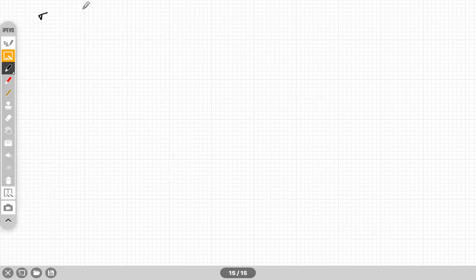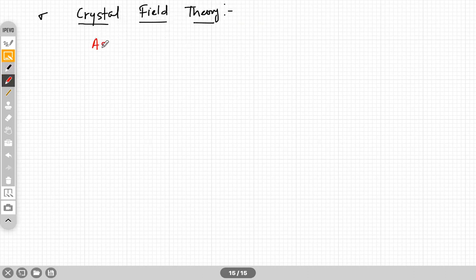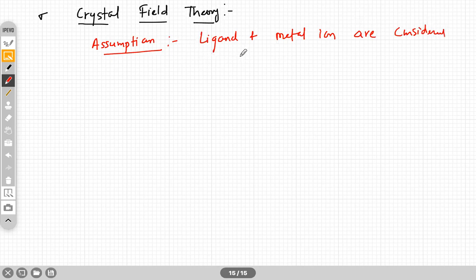Crystal field theory. I'll give you a brief idea of it, because if I dictate the theory, it takes a lot of time. There are so many things in this. First of all, in this theory there is one assumption. The assumption is that the ligand and the metal ion are considered as point charges.